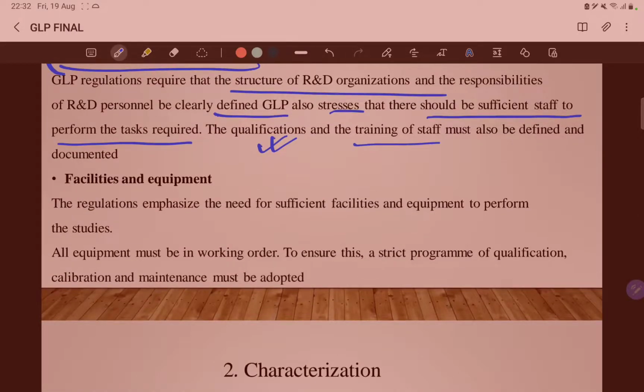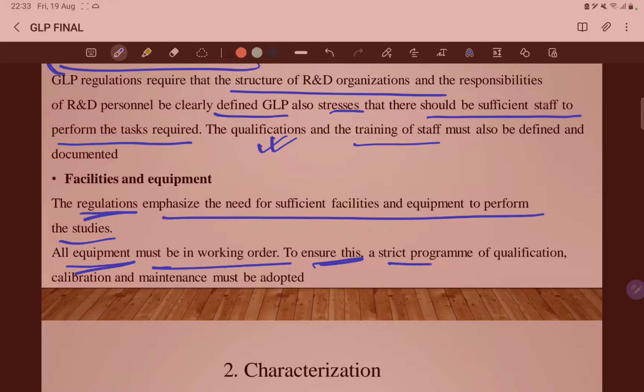Facilities and equipment. The regulations emphasize the need for sufficient facilities and equipment to perform the studies. All equipment must be in working order. To ensure this, a strict program of qualification, calibration and maintenance must be adopted.